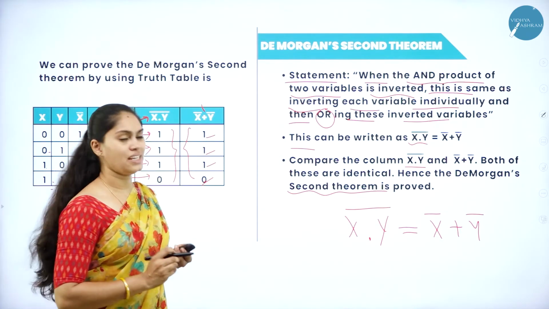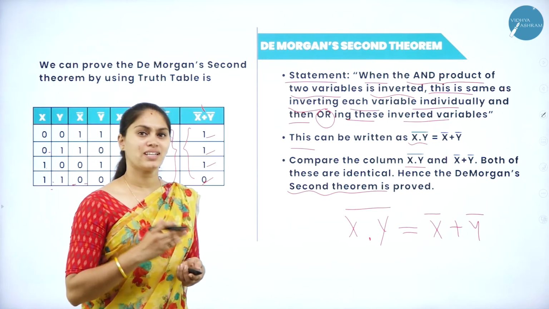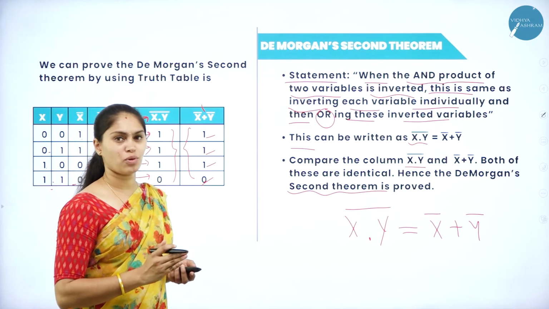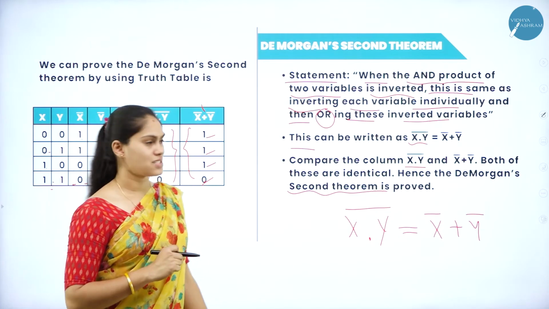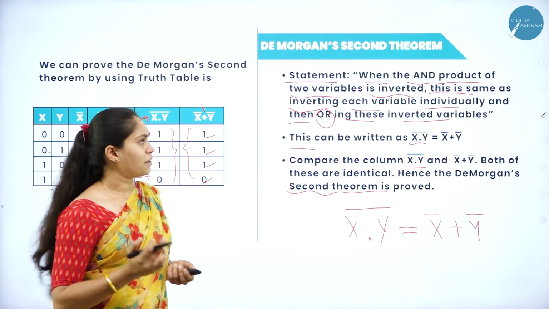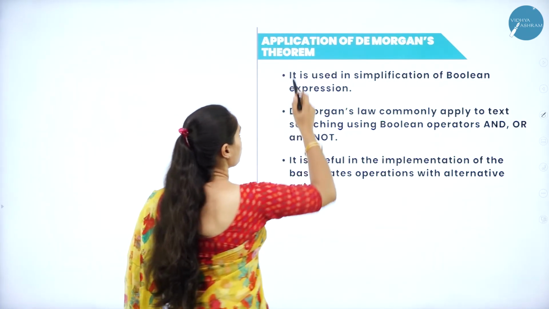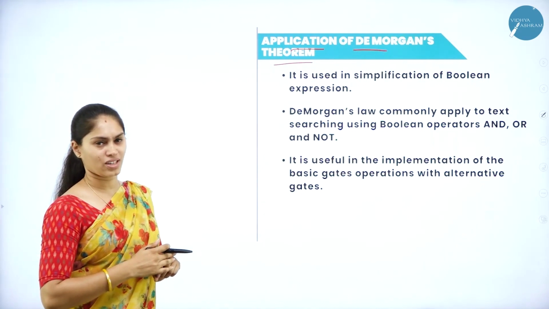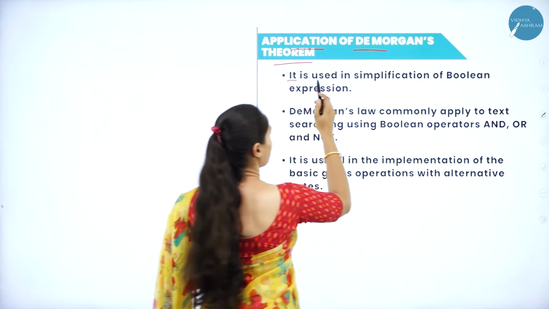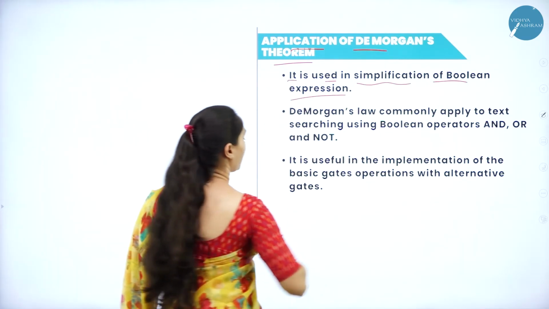So that is De Morgan's first theorem and De Morgan's second theorem, and this is a most important question. It can be asked for 3 marks or for 5 marks. So it is a very important topic. Let me move to the applications of De Morgan's theorem. Where can we use De Morgan's theorem? It is used in the simplification of Boolean expressions.